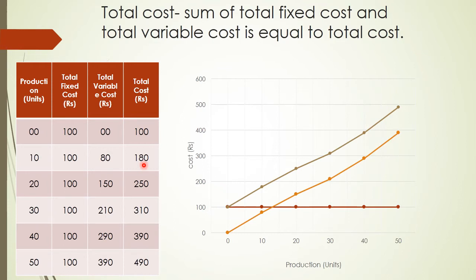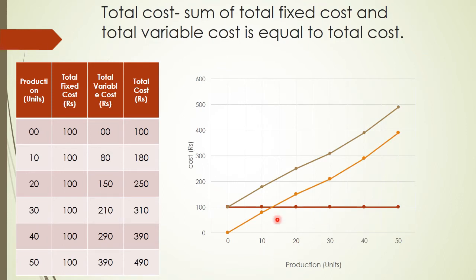So 100 plus 0, that is total cost for 0 units is 100. Then 100 plus 80, so that is 180. So if you produce 10 units, then your total cost will be 180. If you produce 20 units, then your total cost will be 250.